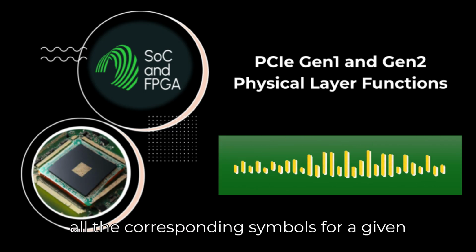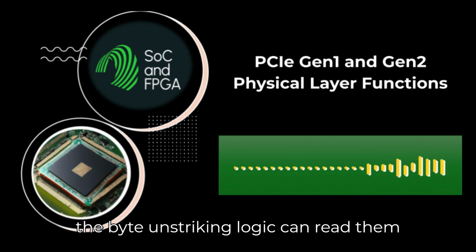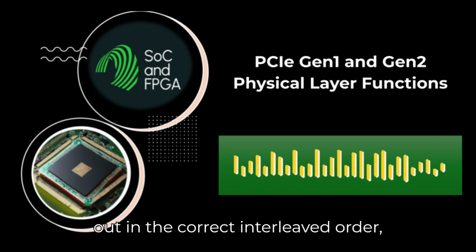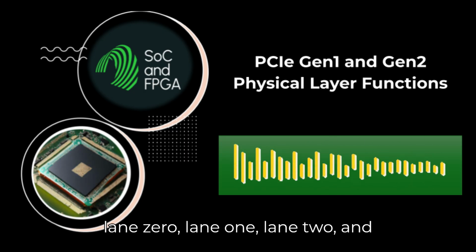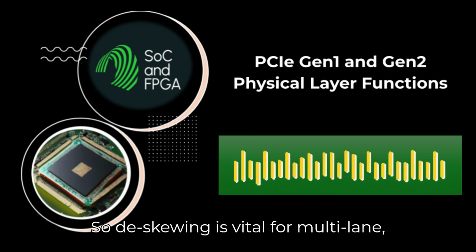Exactly. Once all the corresponding symbols for a given time slice are aligned in the buffers, the byte unstriping logic can read them out in the correct interleaved order, lane 0, lane 1, lane 2, and reconstruct the original symbol stream. So deskewing is vital for multi-lane.